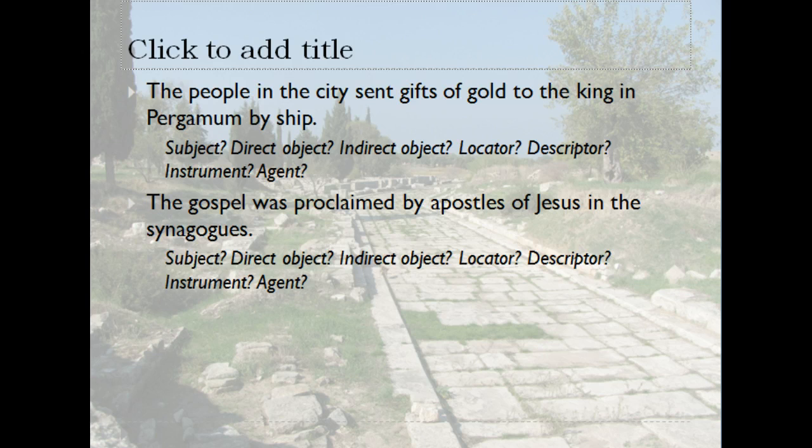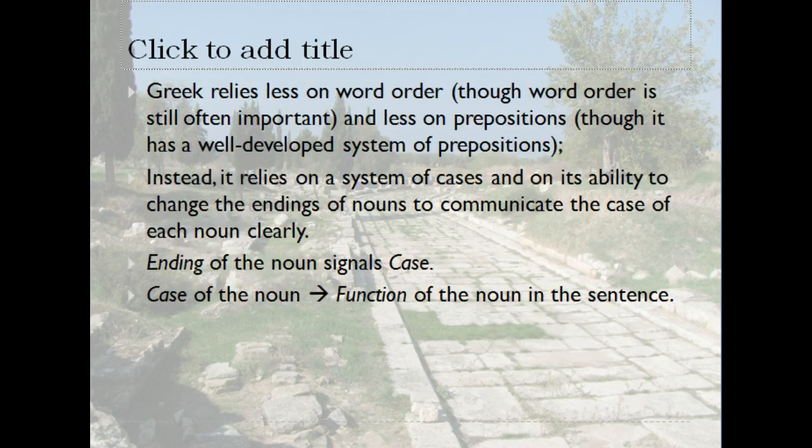So all these roles and the rules for figuring out instinctively at our age what role a particular noun is fulfilling are all very familiar to us in English. When we turn to Greek, we're going to find that a Greek speaker or a Greek writer relies far less on word order than we do, though I will say word order is still often important in a Greek sentence. It's not completely haphazard or an anything goes sort of situation. And Greek relies less on prepositions than English does, although Greek also has a well-developed system of prepositions.